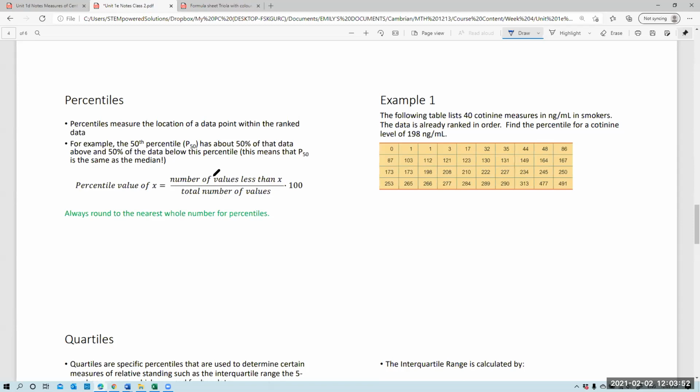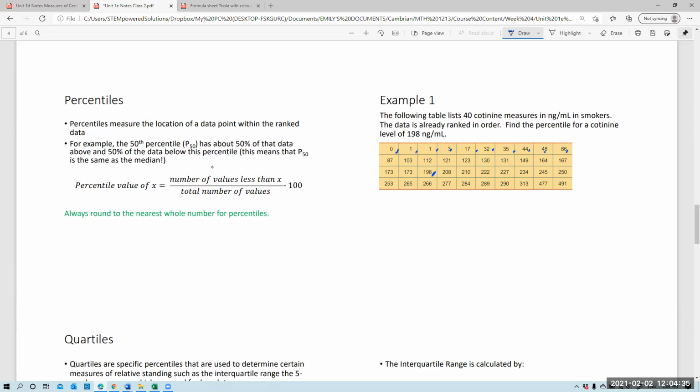Example 1. The following table lists 40 cotinine values measured in nanograms per milliliter in smokers. The data is already ranked in order. Find the percentile for a cotinine level of 198 nanograms per milliliter. First we have to locate where 198 is. I observe that it's all boxed off in tens. So we have our first 10 here, 20 here, and then 21, 22, and then 23.